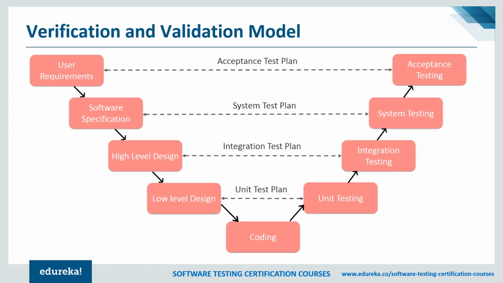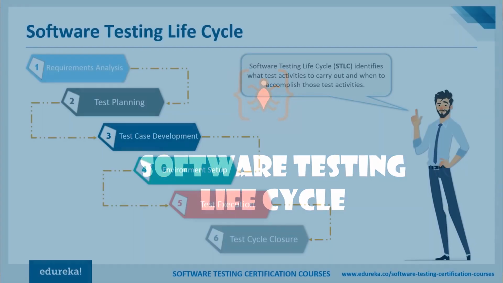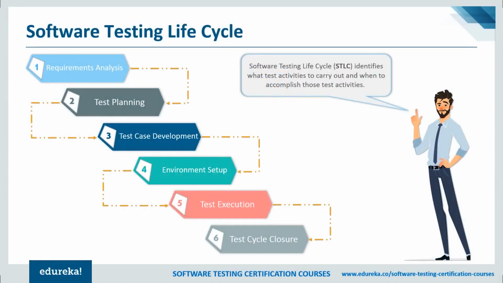Now let's move further and understand software testing life cycle. Software testing life cycle is a testing process which is executed in a systematic and planned manner. In software testing life cycle process, different activities are carried out to improve the quality of the product. So these are the various stages involved in software testing life cycle.